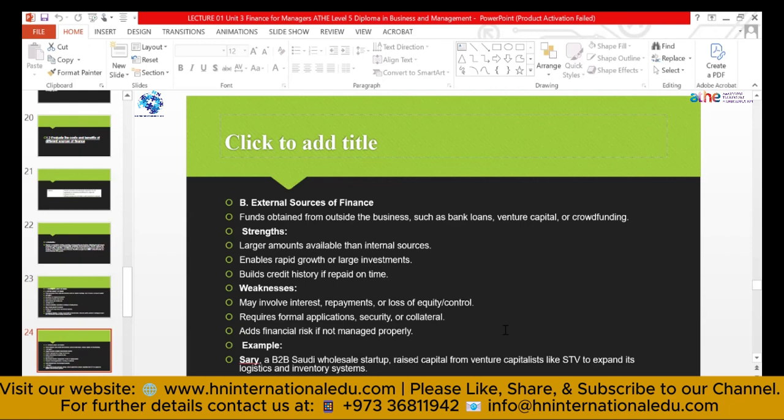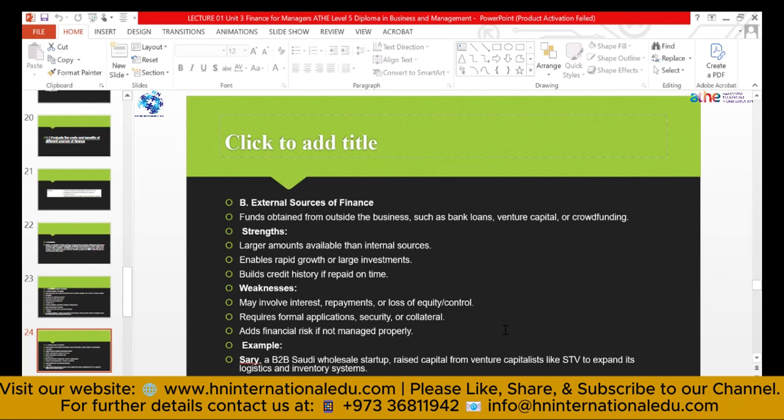External sources of finance: funds obtained from outside the business, such as bank loans, venture capital, or crowdfunding. We did this right now. My main focus at the moment is going to be on the strengths and weaknesses. Strengths: larger amounts available than the internal sources. That's true, because we have more sources of money now. They enable rapid growth or large investment. When you're financing money from outside, you can grow quite quickly.